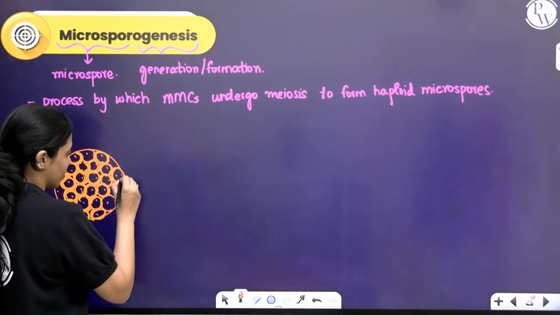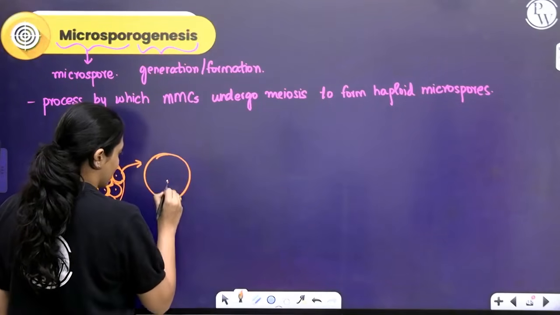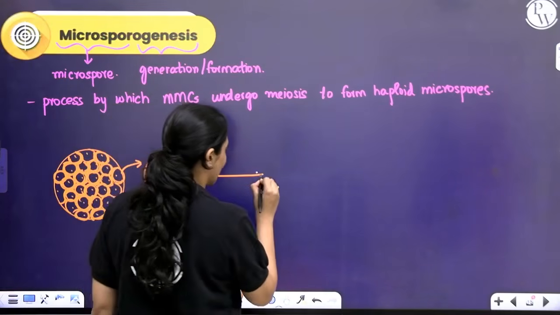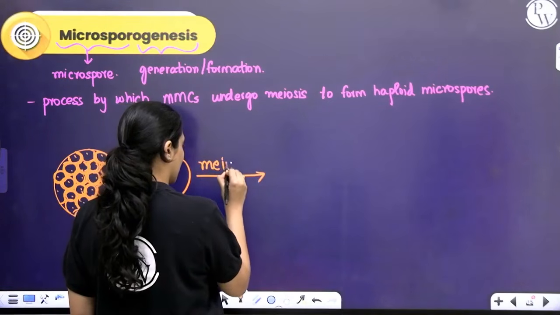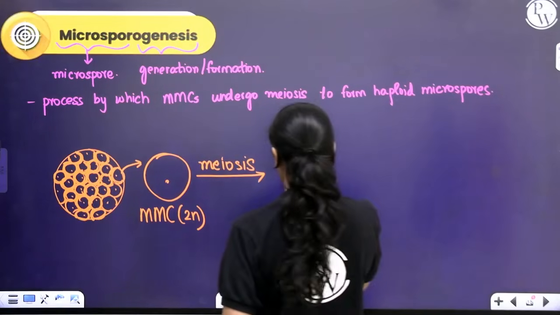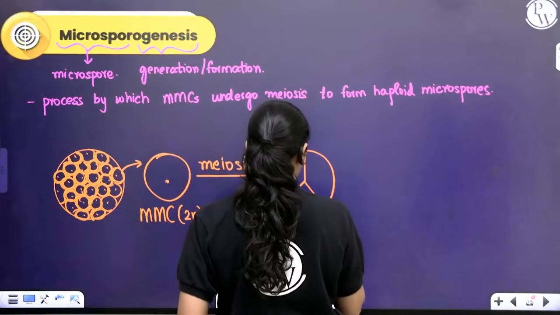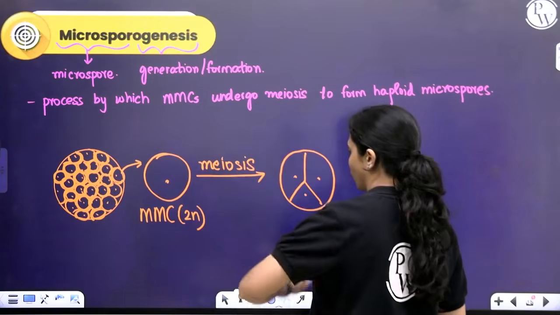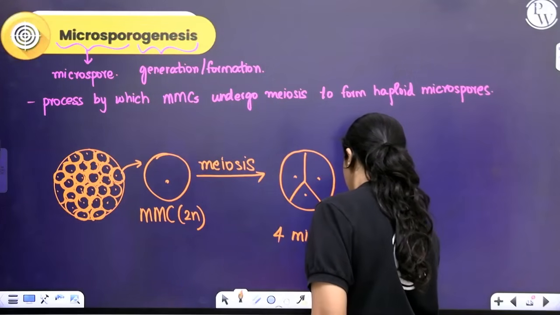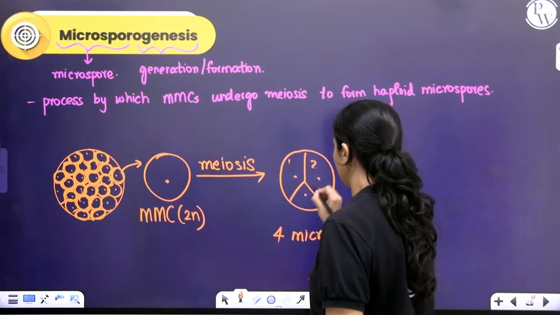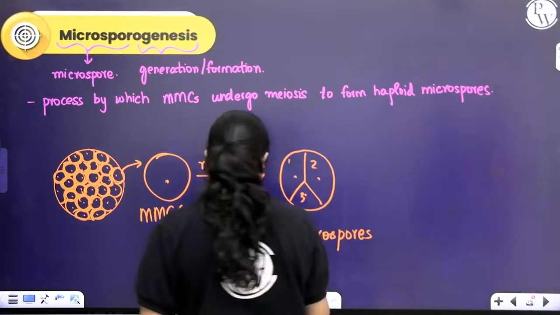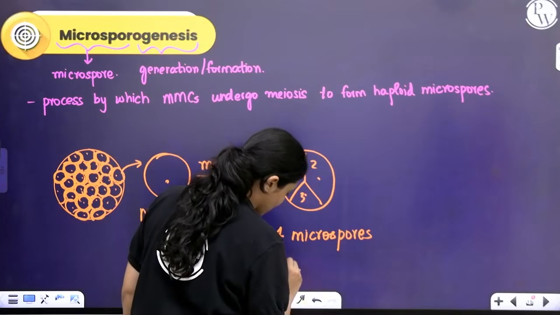Let's just consider one microspore mother cell that is diploid. This will undergo meiosis. As a product of meiosis, you will get 4 cells and ploidy will be reduced to half. So from one microspore mother cell, we will get 4 microspores. You can see 1, 2, 3 here, the other one's behind. So there are 4 microspores formed. Since there are 4 microspores formed, we call this a microspore tetrad.